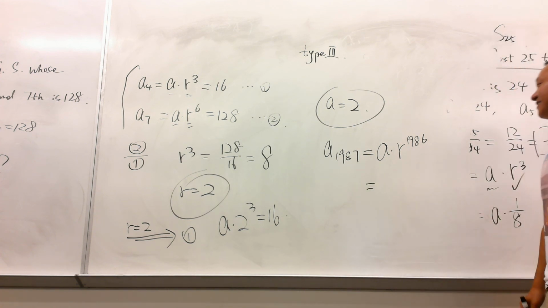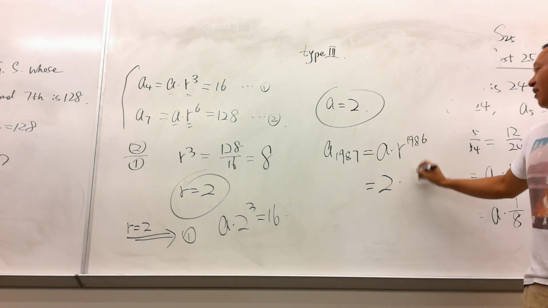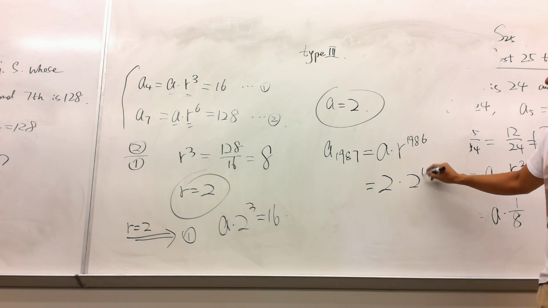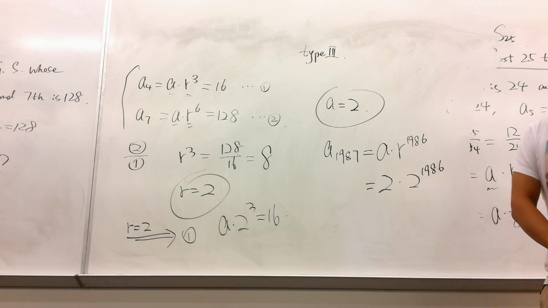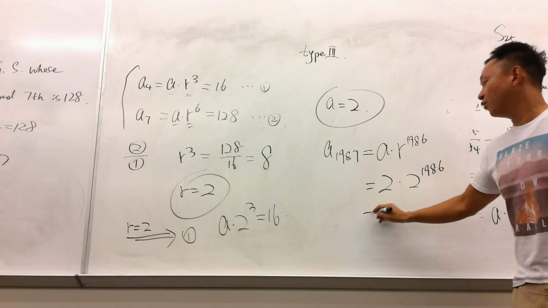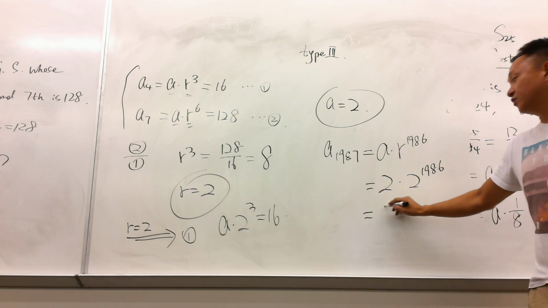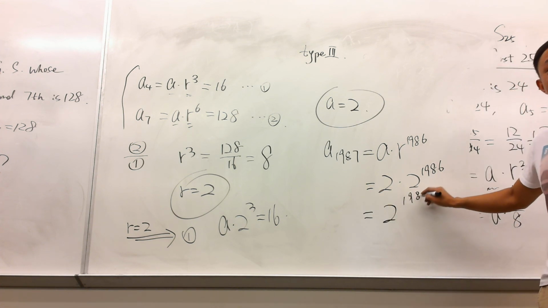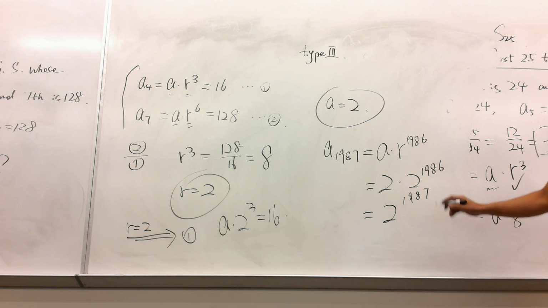Okay. All right, guys, and then A is 2, R is 2, so 2 times 2 to the 1986, right? And then what is this really? This is 2 to the power of 1987, okay? And what's going on in 1987? You know it, okay, guys? That's it for today. Cool, guys?